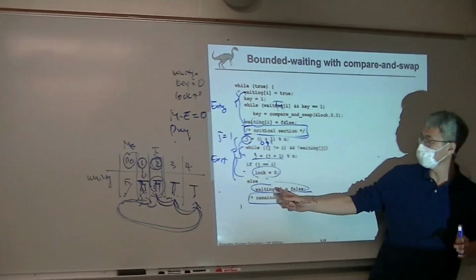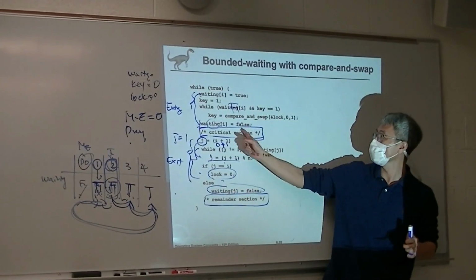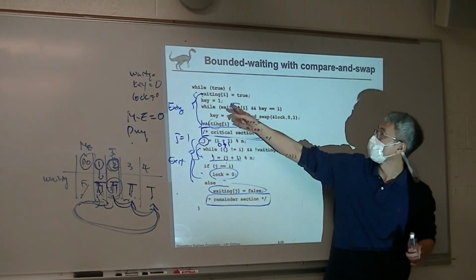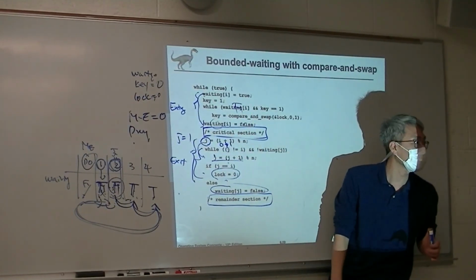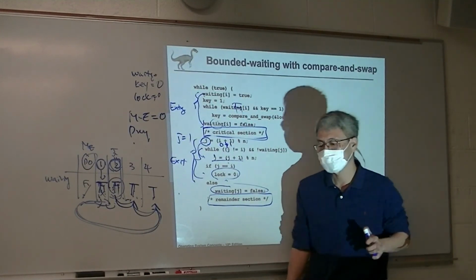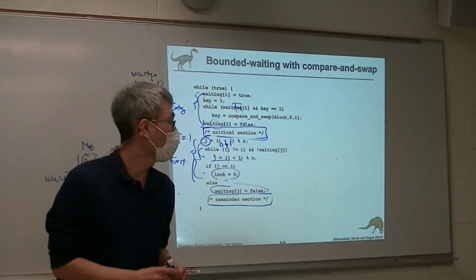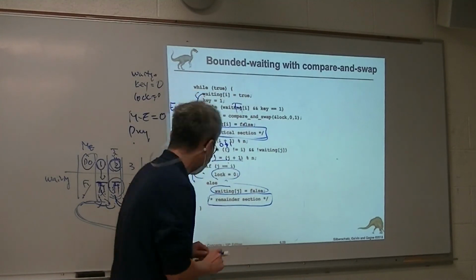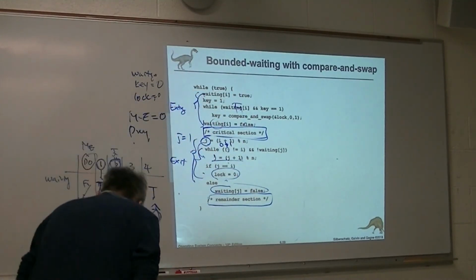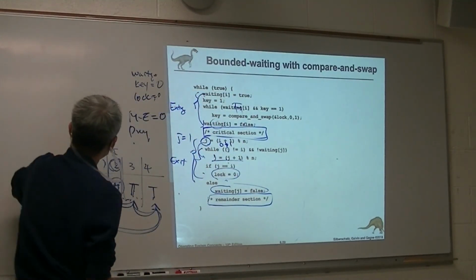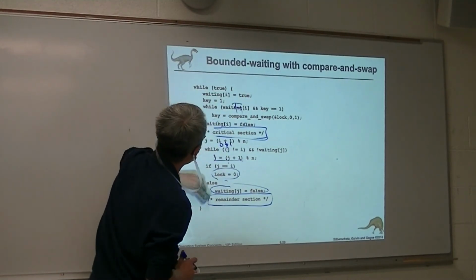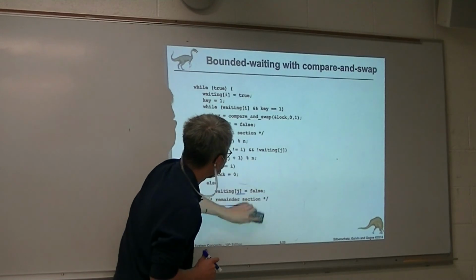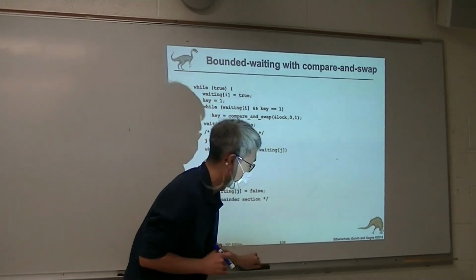Okay, by changing the waiting to false, and then where that waiting is false, that process can enter the critical section. So this is the solution with compare and swap, and also bounded waiting. So in terms of the 3 requirements, this is perfect.